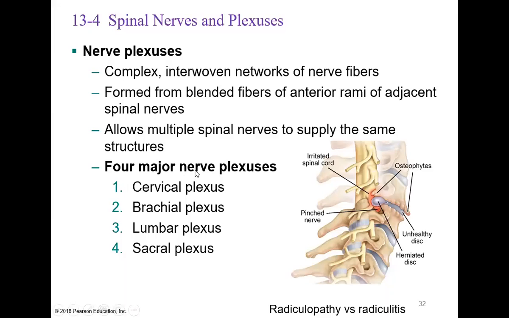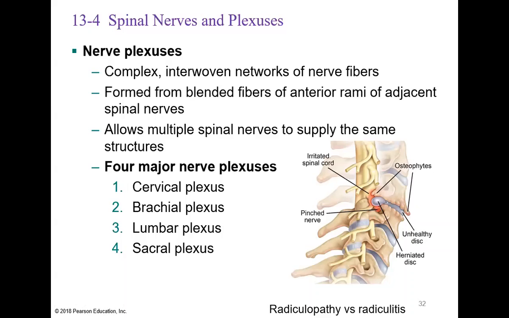Whenever we have issues with nerve problems, in addition to the terminology peripheral neuropathy, we also have these other words, radiculopathy and radiculitis. So you'll have to write down these definitions. Radiculopathy is basically like what you see right here in this picture. That is the compression of a spinal nerve root.